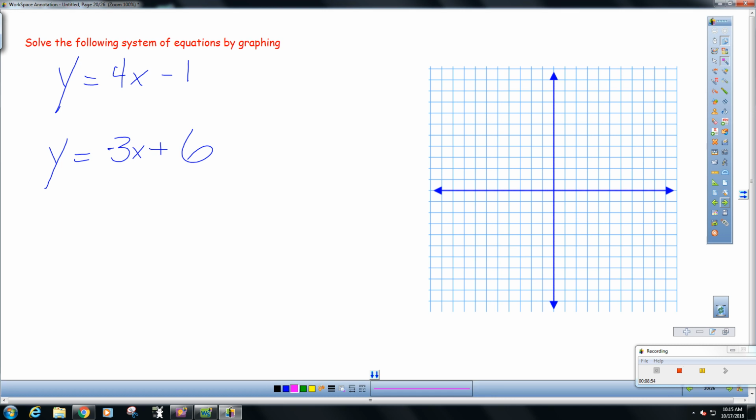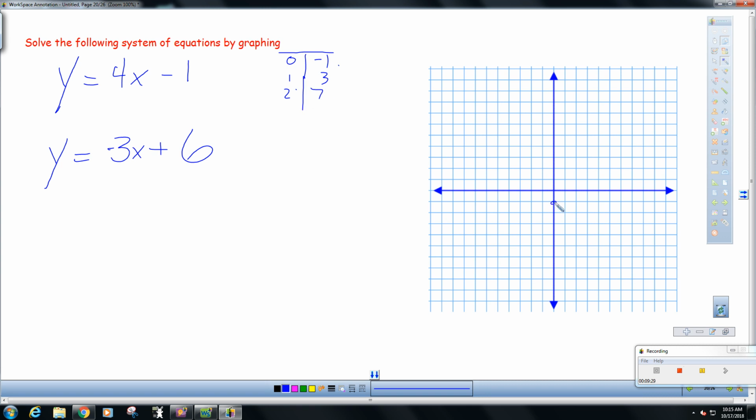You could also do that one on your calculator. This would be a great one to do on your calculator using the table feature, okay, or the solve feature. So y equals 4x minus 1. Let's just do a little t-chart for this one. You put in a 0, you get a -1. You put in a 1, you get a 3. You put in a 2, you get a 7.